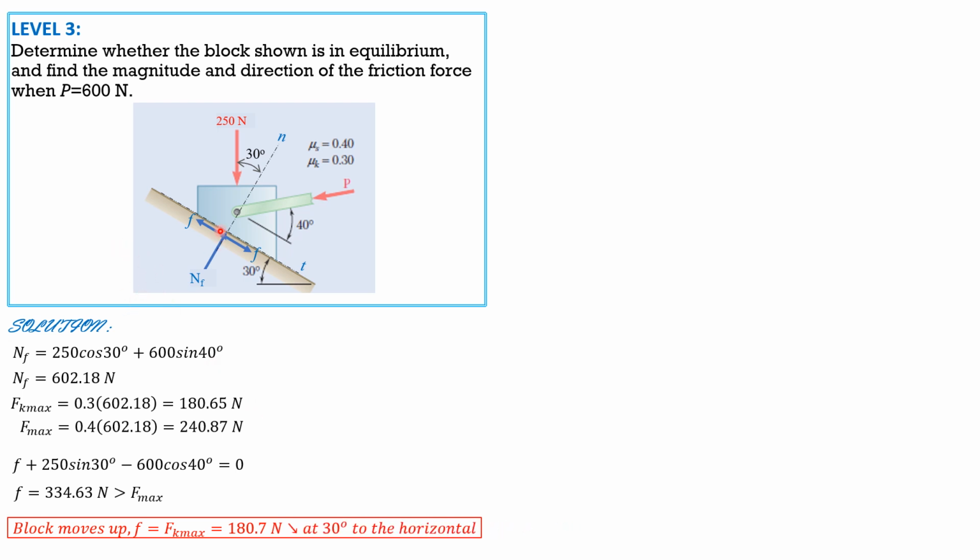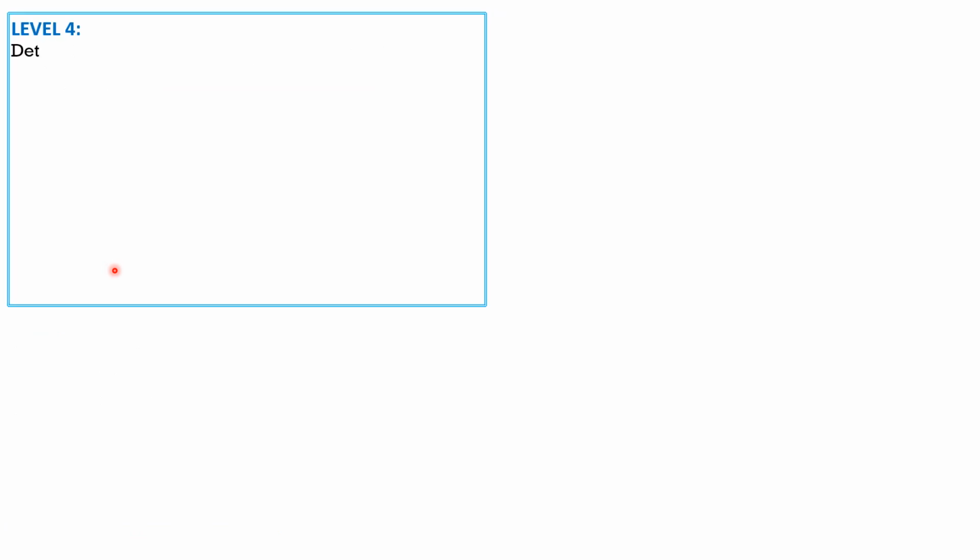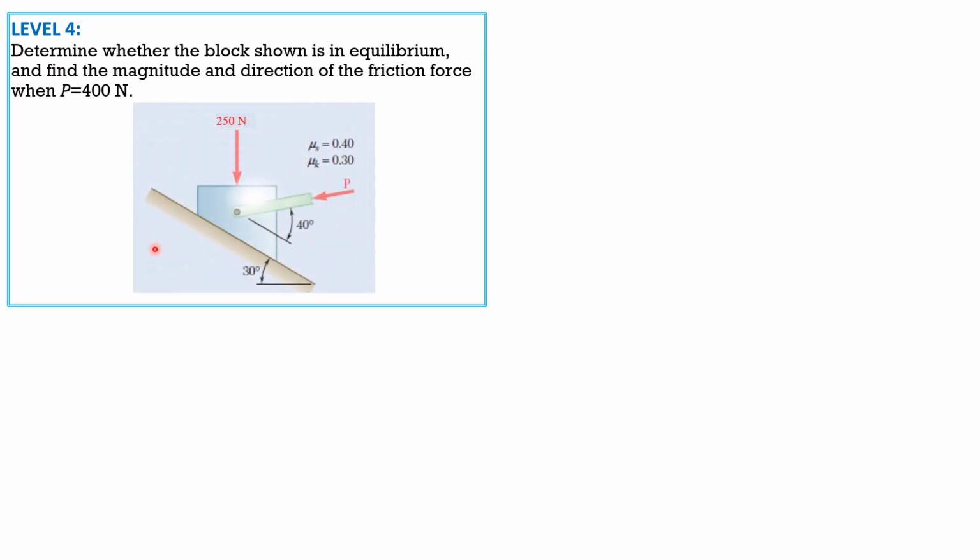At 30 degrees to the horizontal, as shown, down to the right. Level 4 problem: determine whether the block shown is in equilibrium and find the magnitude and direction of the friction force when P is 400 newtons. So we have the same problem, except that P this time is 400 newtons.